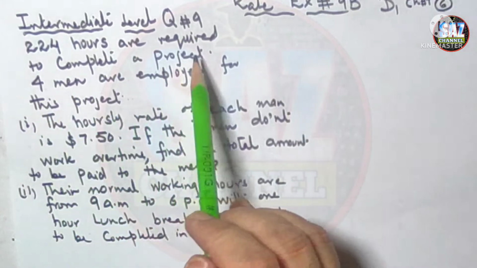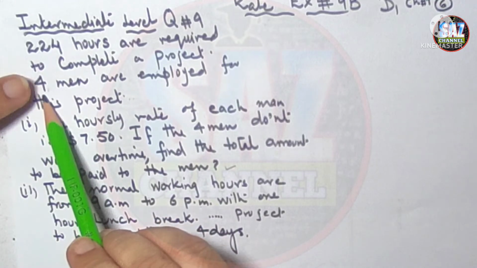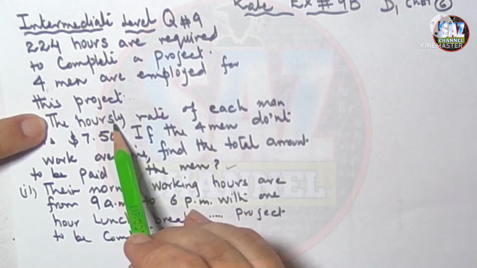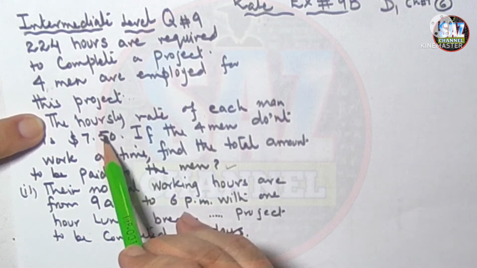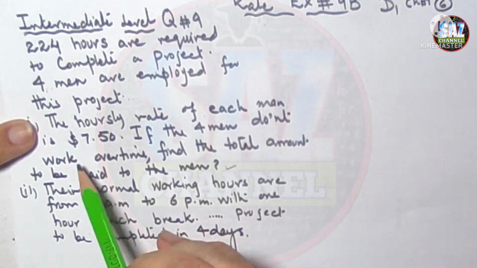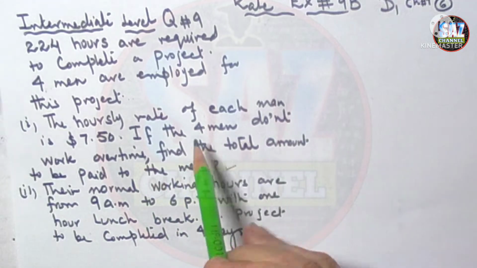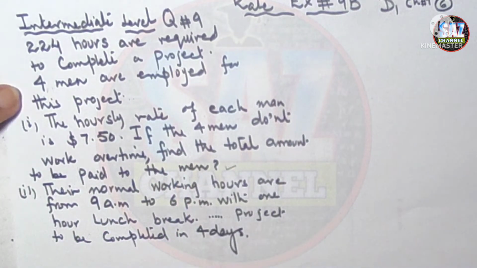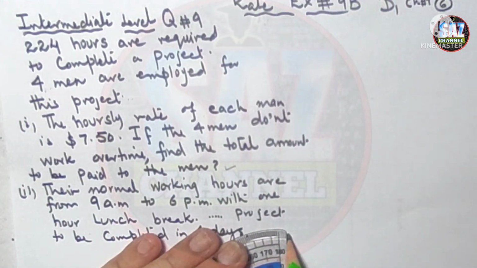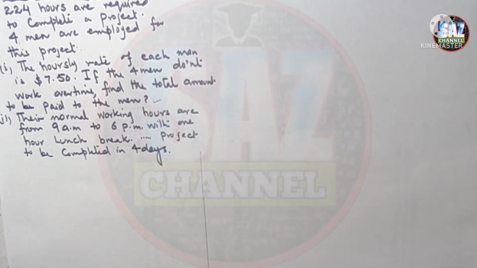224 hours are required to complete the project, and in order to complete that project, how many men are employed? 4 men are employed, and their hourly rate, that is, for 1 hour how much amount will be given to them, is $7.50, and they are not working overtime, they are just working their normal hours. We have to find the total amount to be paid to the men. Okay, this part is really easy. We are given the hourly rate. The total working hours are 224.